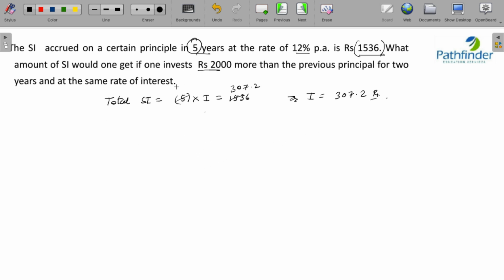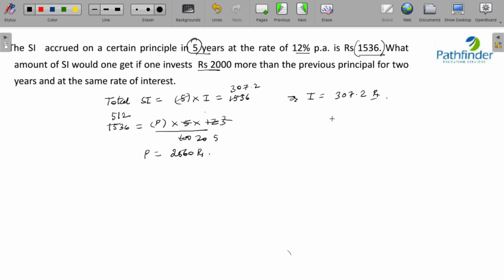Now if I want to calculate the earlier principal, I'll just put these values. 1536 is equal to P into 5 into 12 by 100. This is 20, 4 3s are, 4 5s are, 3 5s are 15, 3 1s are 3, 3 2s are. So principal is 2560 rupees. This is the original principal.